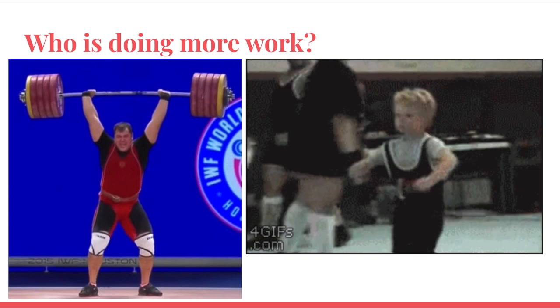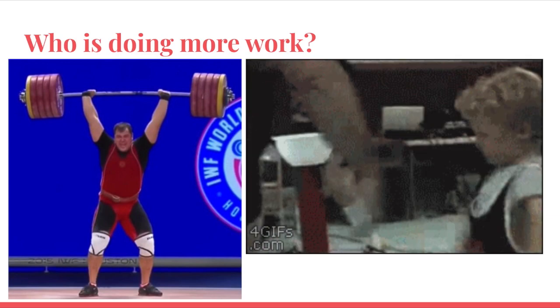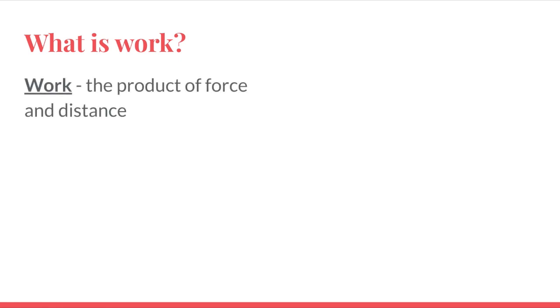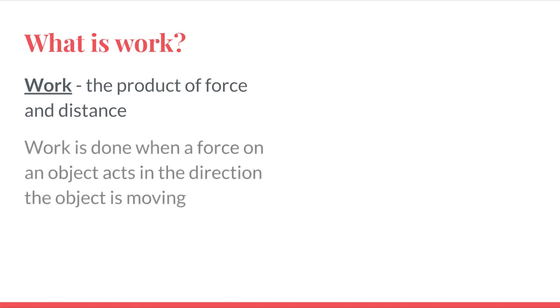And in order for work to be done on an object, motion gets involved. So what is work then? Work is the product of force and distance. Remember, product just means we're multiplying it together. So we're going to take the force and we're going to multiply it by a distance.